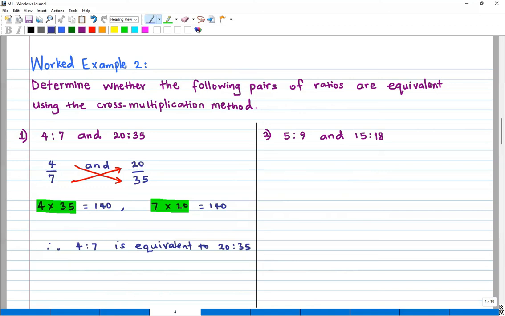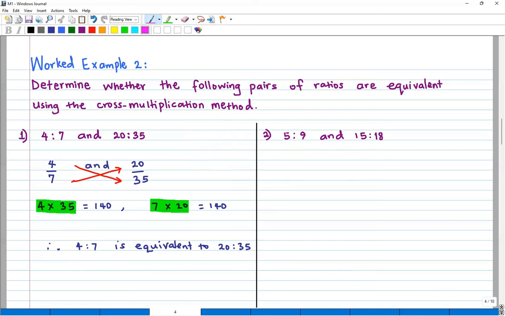All right. And actually, you see, if you have 4 out of 7 and you have 20 out of 35, you just get 20 out of 35. Reduce this fraction. If you divide this by 5 and divide this by 5, 20 by 5, you will get 4. And 35 by 5, you will get 7. This is 4 out of 7, and this is 4 out of 7. It means that these two are equivalent. Okay. Let's get to number 2.